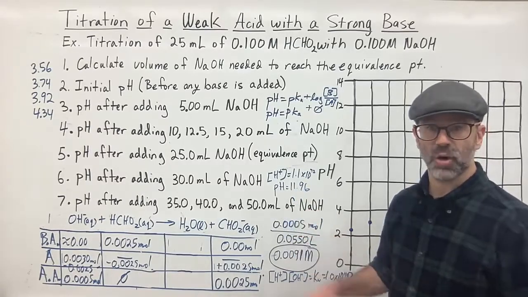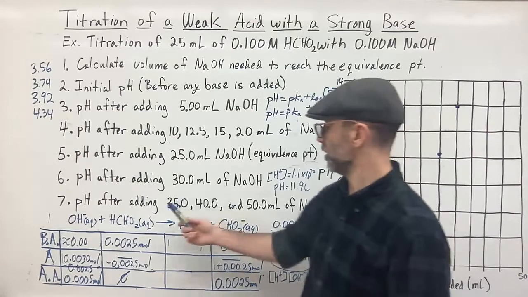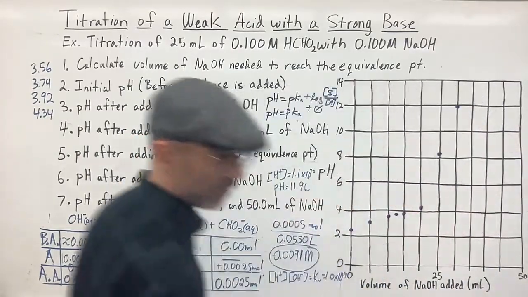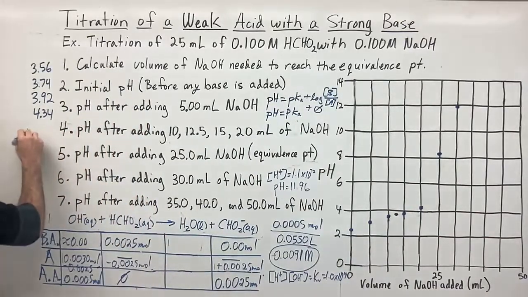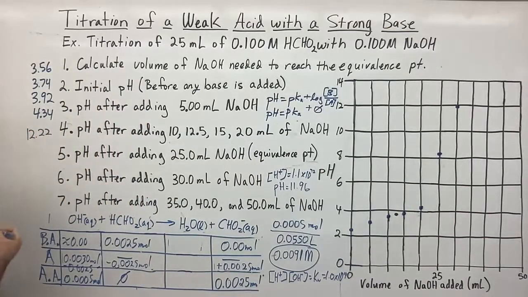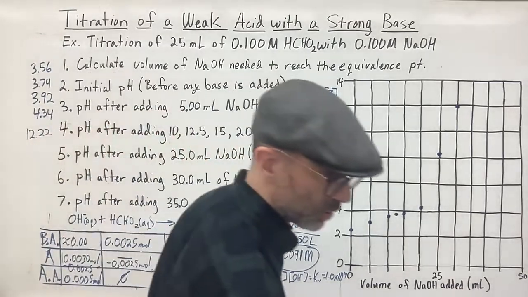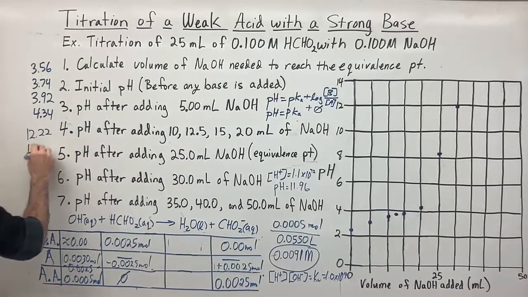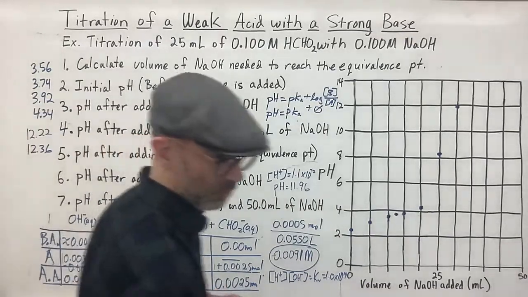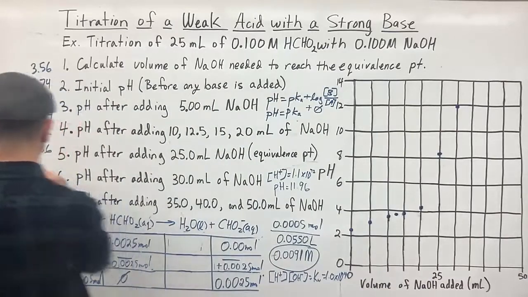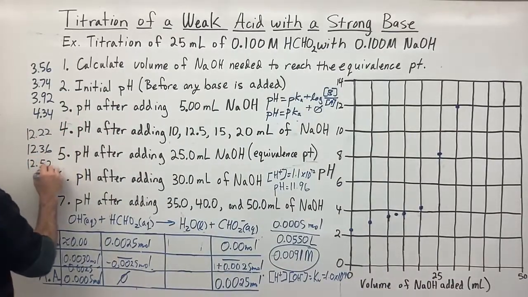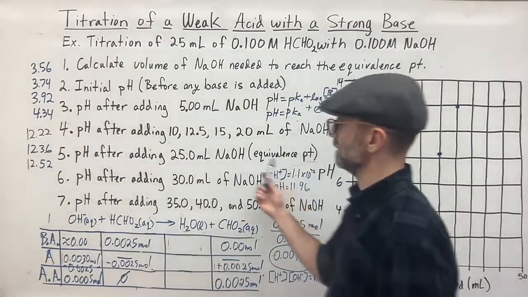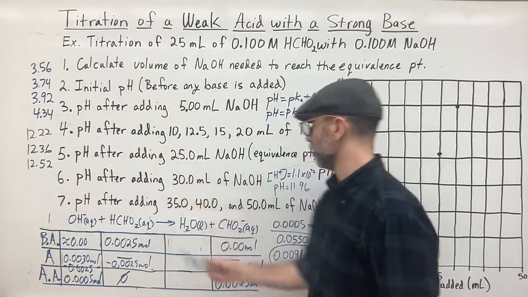So I already did that for you. For these three, for 35 milliliters, it's 12.22. For 40, it's 12.36, and for 50 milliliters, it's 12.52. So these are the pHs that were calculated doing the exact same method as the 30 milliliters.